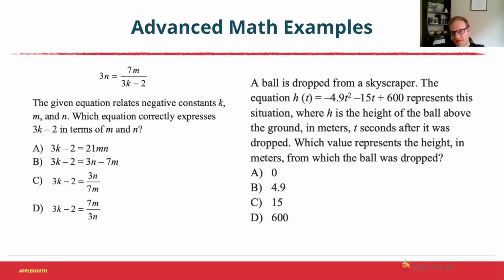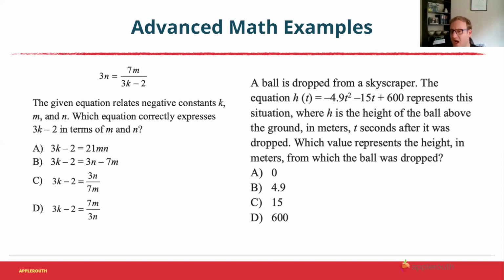And for these on the left, you'd want to just see, all right, I have to isolate 3k minus 2. I think I'd do this by hand: multiply both sides by the denominator, then divide by 3n, and we should just get choice D. There's less math than people think.